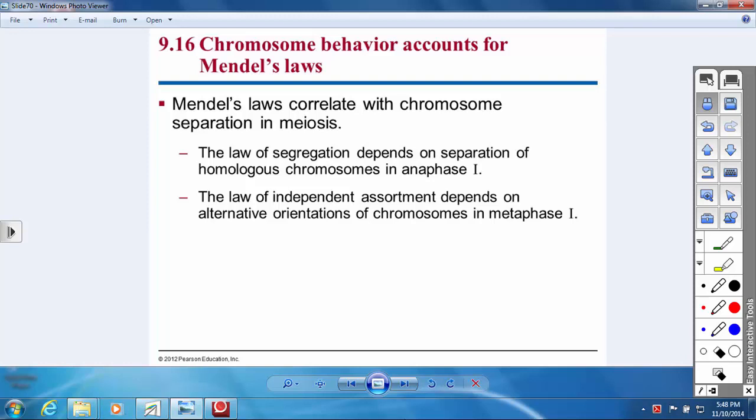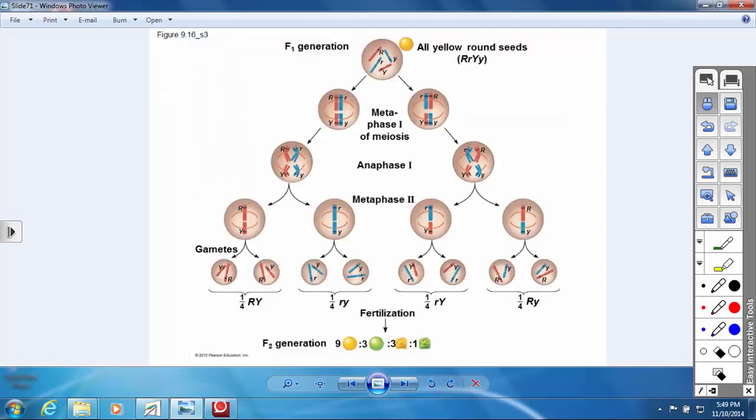And Mendel's laws correlate with this chromosome separation. So it has to do with the separation of homologous chromosomes in anaphase 1, and the independent assortment depends on the orientation of those chromosomes in metaphase 1.